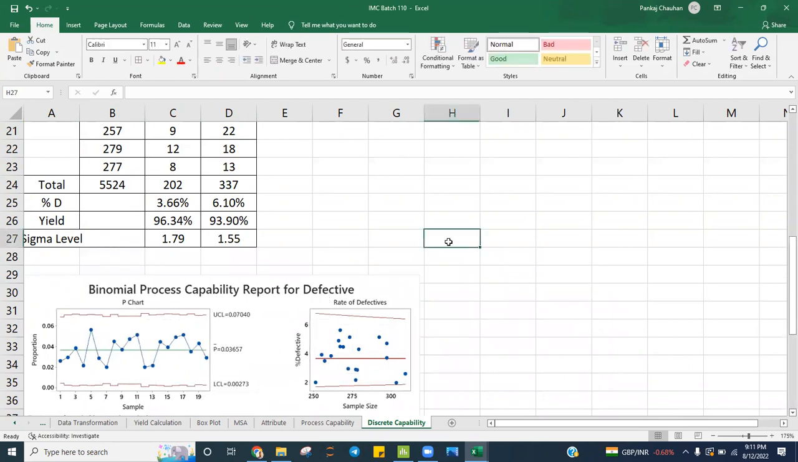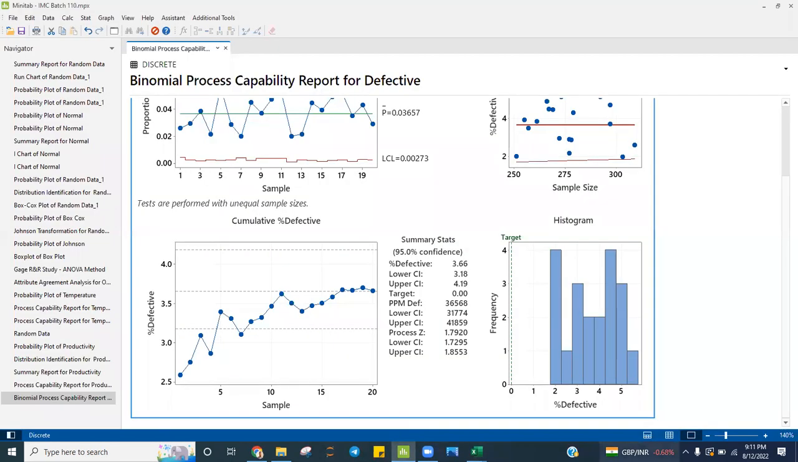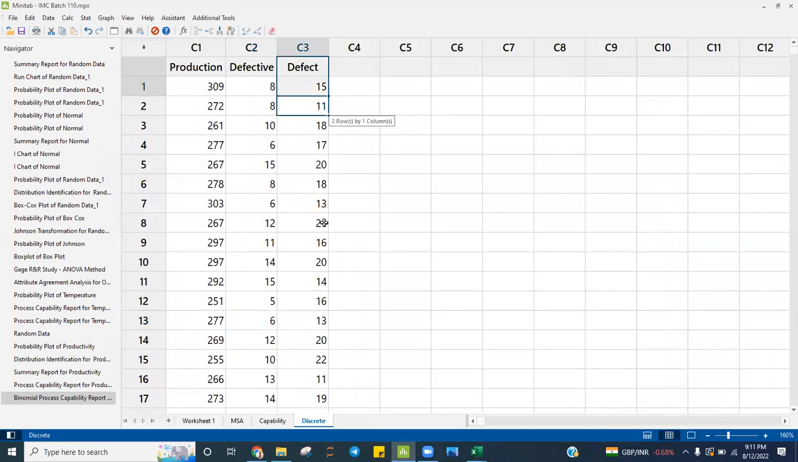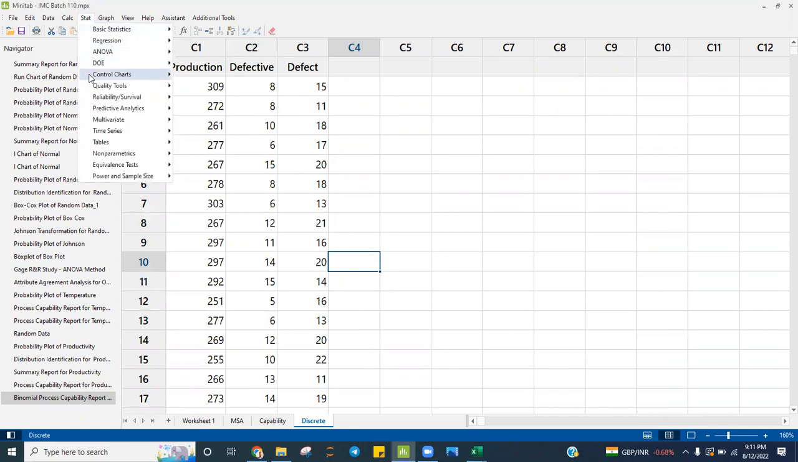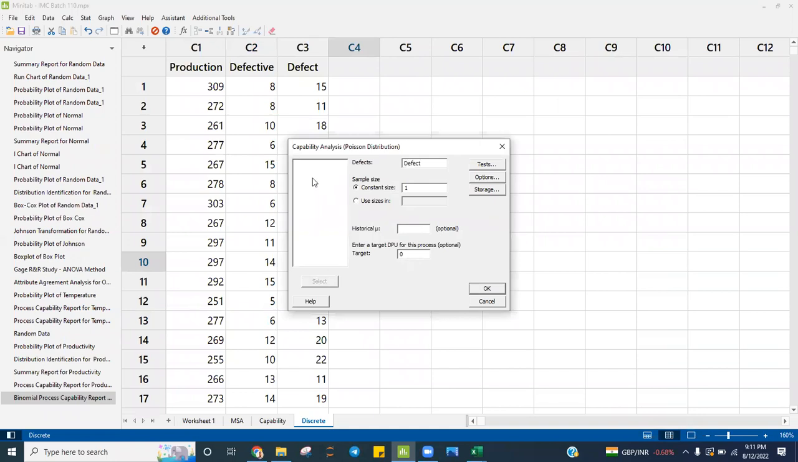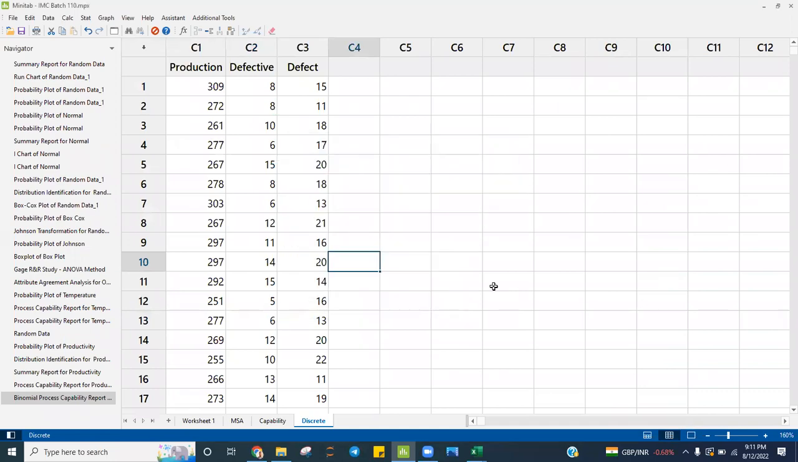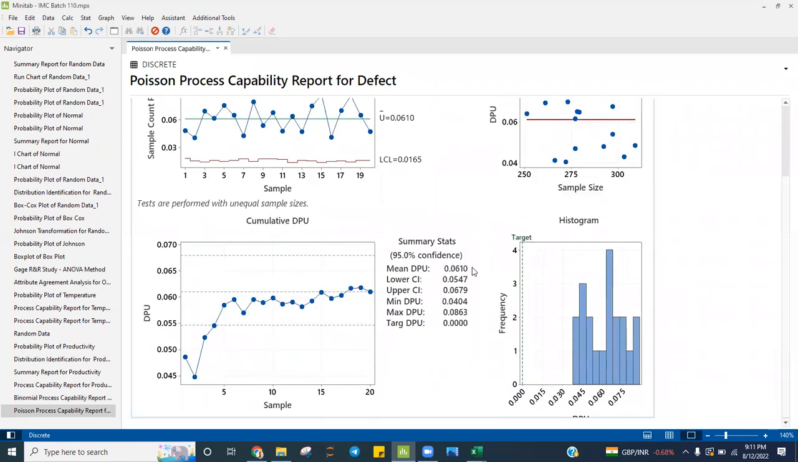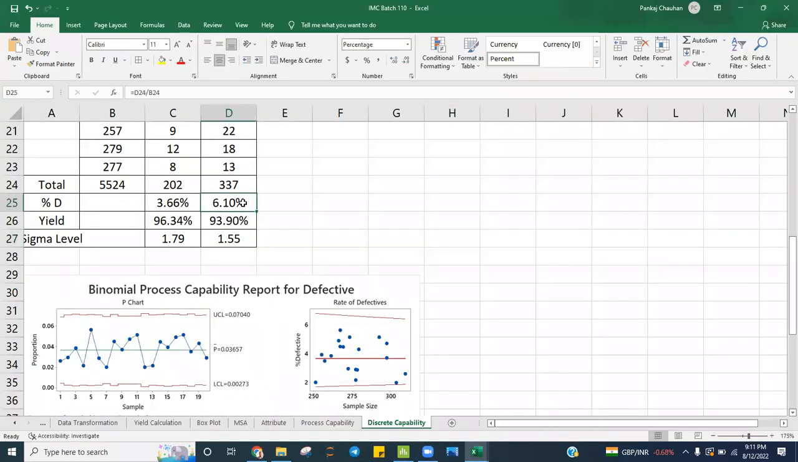Now, how to see the Poisson capability? Poisson capability we calculate when we are looking for the defect rate. Stat, Quality Tools, Capability Analysis, Poisson. Defects are this, sample size here, production. That's all, and just click on OK. And here is your defect rate. How much? 0.0610 out of 1, which we calculated in Excel as well, 6.10%.